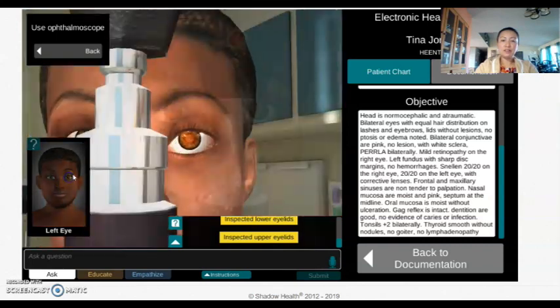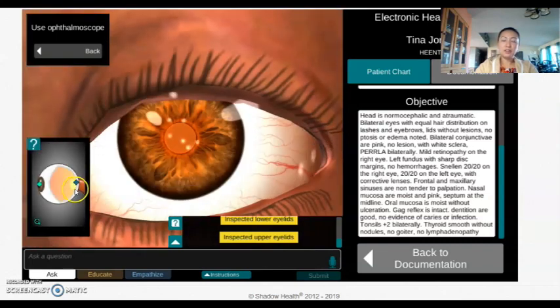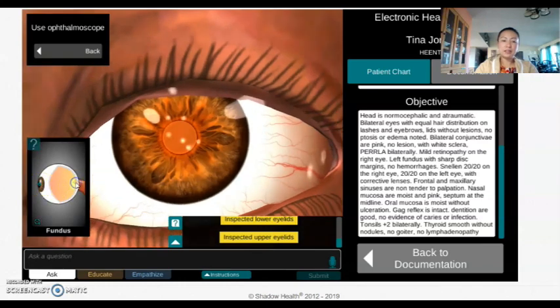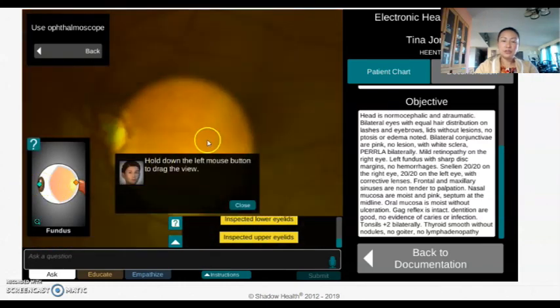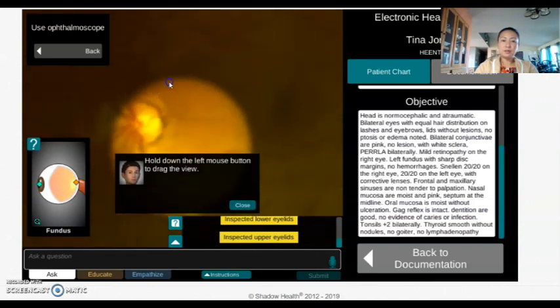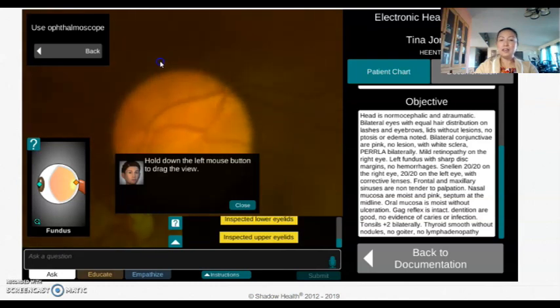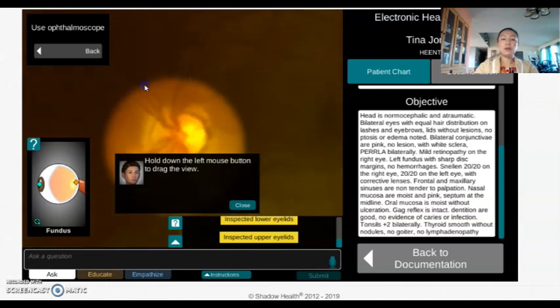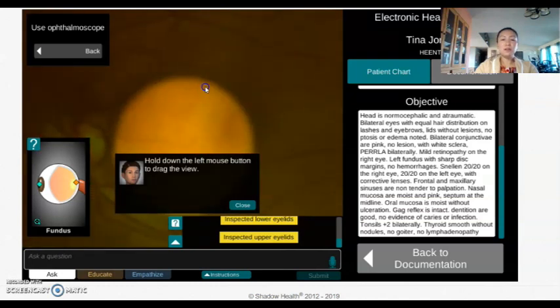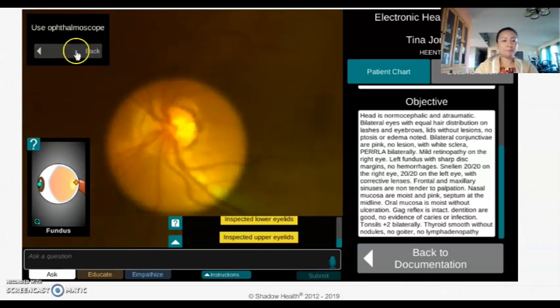Okay, moving to the left eye. There you go. Pupil is really good and getting into the deep area of the eye. So same thing, I am looking for any abnormalities, for any hemorrhages or any cotton wool bodies, and I also want to assess the disc shape.